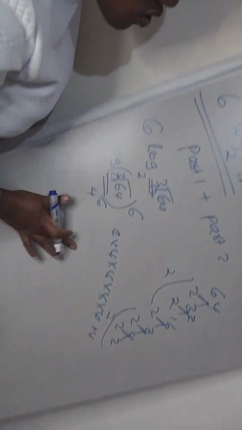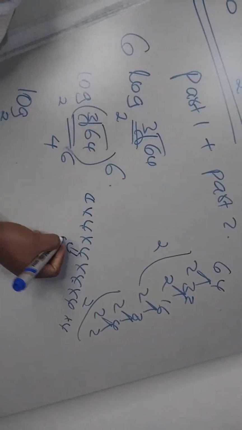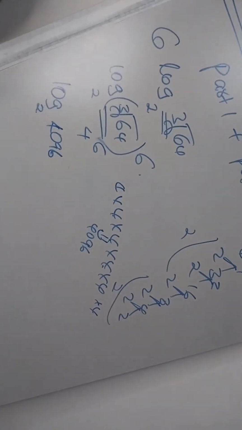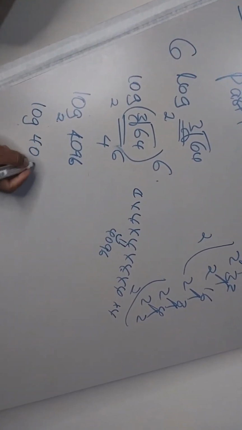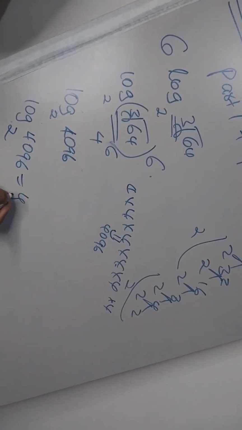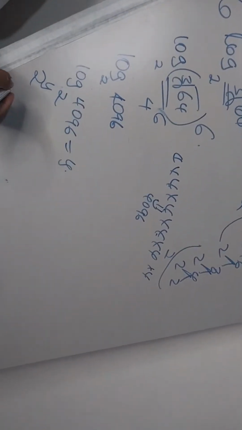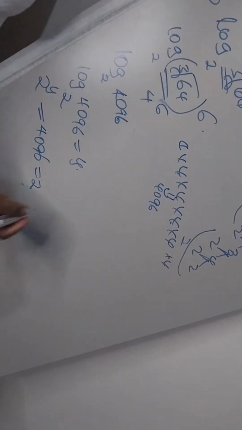So, instead of using this, we'll now change it to log to base 2 of 4 to power 6. And we have said 4 to power 6 is 4096. The question is almost done on part 1. So, log 4096 to base 2 gives us what we don't know. So 2 to power y is equivalent to 4096. Express 4096 as 2 to power something.